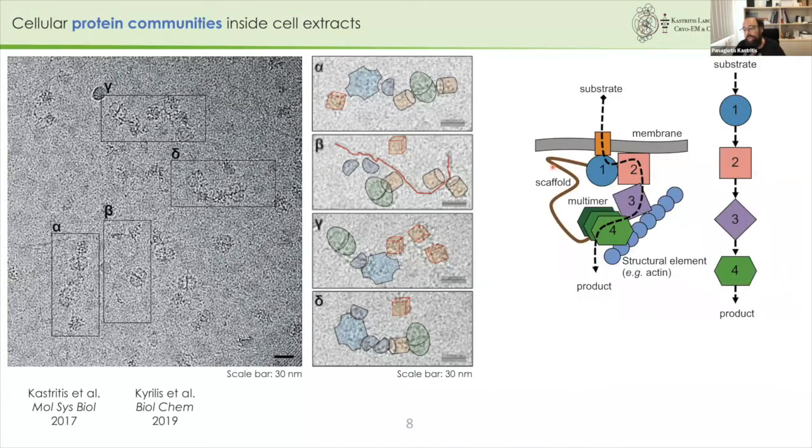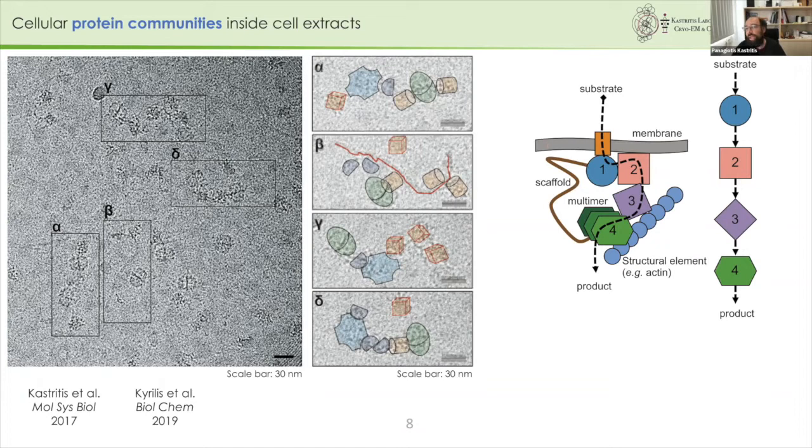And this kind of work, with a lot of other data that we're including, points to this kind of organization of protein communities that are basically proteins that are part of the same metabolic pathway, for example, that are in proximity. Some of them might form multimers inside the cell and organize on scaffolds or on membranes or on structural elements, forming this kind of higher order structures that we see in the cell extracts.